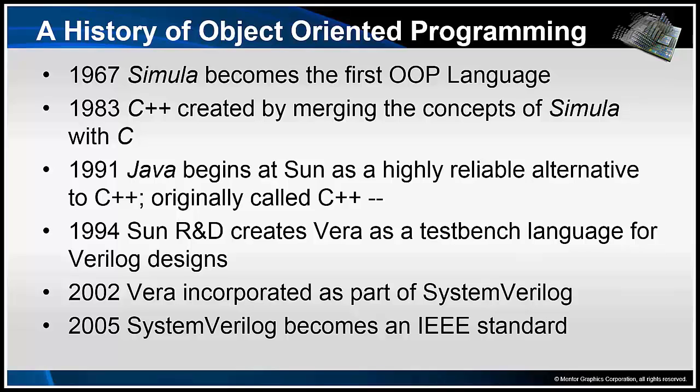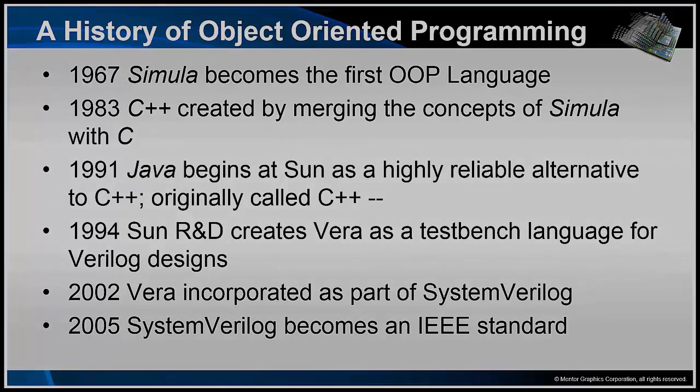Around the same time, Sun's hardware teams began to realize that even though Verilog was designed as both a design and test bench language, it was running out of steam as a test bench language. So Sun merged a lot of the concepts from both Java and Verilog and created the Vera language. However, Vera was a separate proprietary language that bolted onto a separate Verilog simulator. Eventually, Vera merged into Verilog and became what is now known as the IEEE SystemVerilog standard.